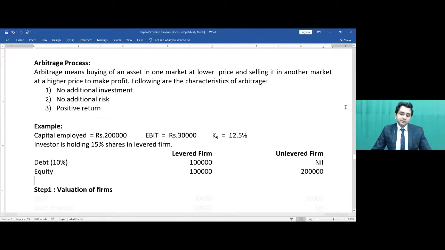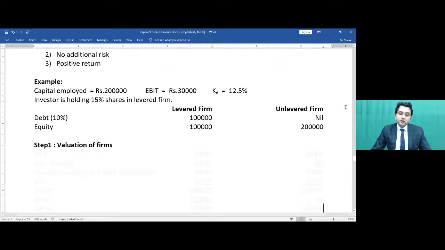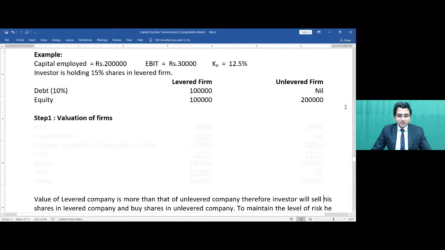So look here. Step number 1 is valuation of firms. CMA Intermediate, Financial Management, Chapter Capital Structure Theories. There are 4 approaches: NI, NOI, M&M, traditional. NI we have gone through, NOI will do later. Currently we are doing M&M.